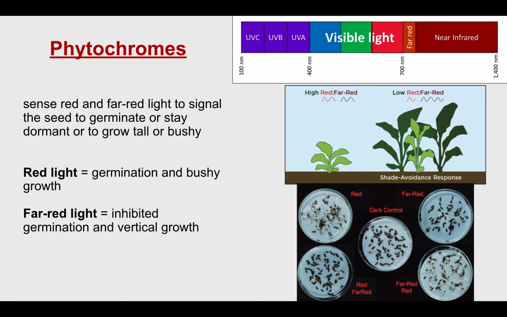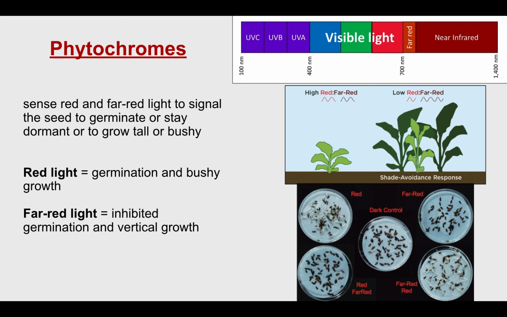All right, the video talked a little bit about phytochromes. Phytochromes are a molecule in the plant that can actually sense a certain wavelength of light. These phytochromes typically sense red and far red light. So red is in the visible light spectrum, and outside of the visible light spectrum we have far red light. It's going to detect the amount of those two types of light given to it. And when it detects this, it can tell the plant if it should germinate or how it should grow.